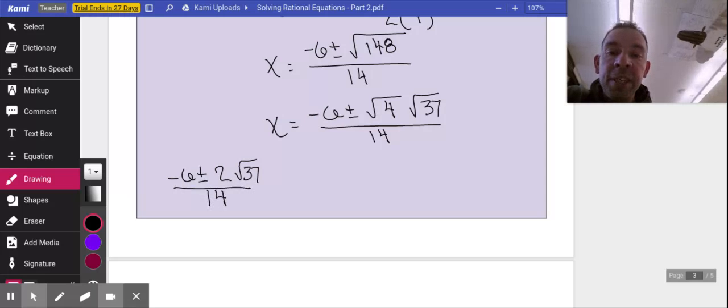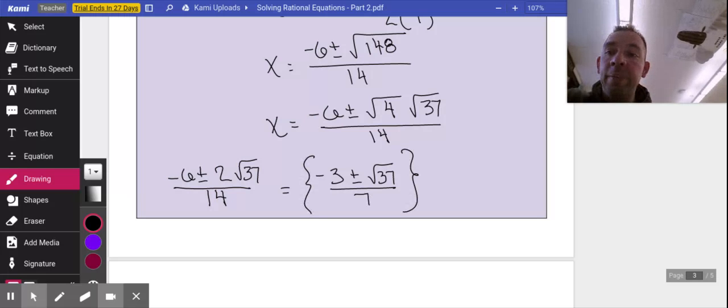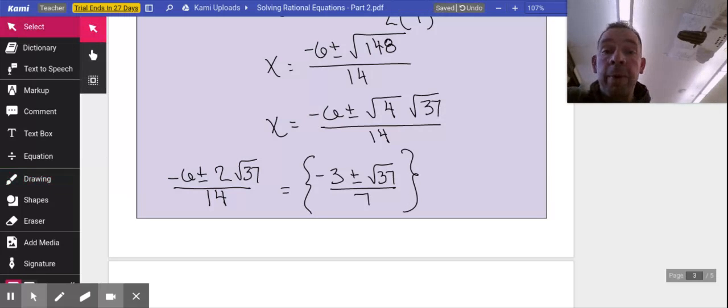And you'll notice each term is divisible by 2, so we'll go ahead and reduce it by a factor of 2. And now there's my final answer, and I'm going to leave it in simplest radical form.